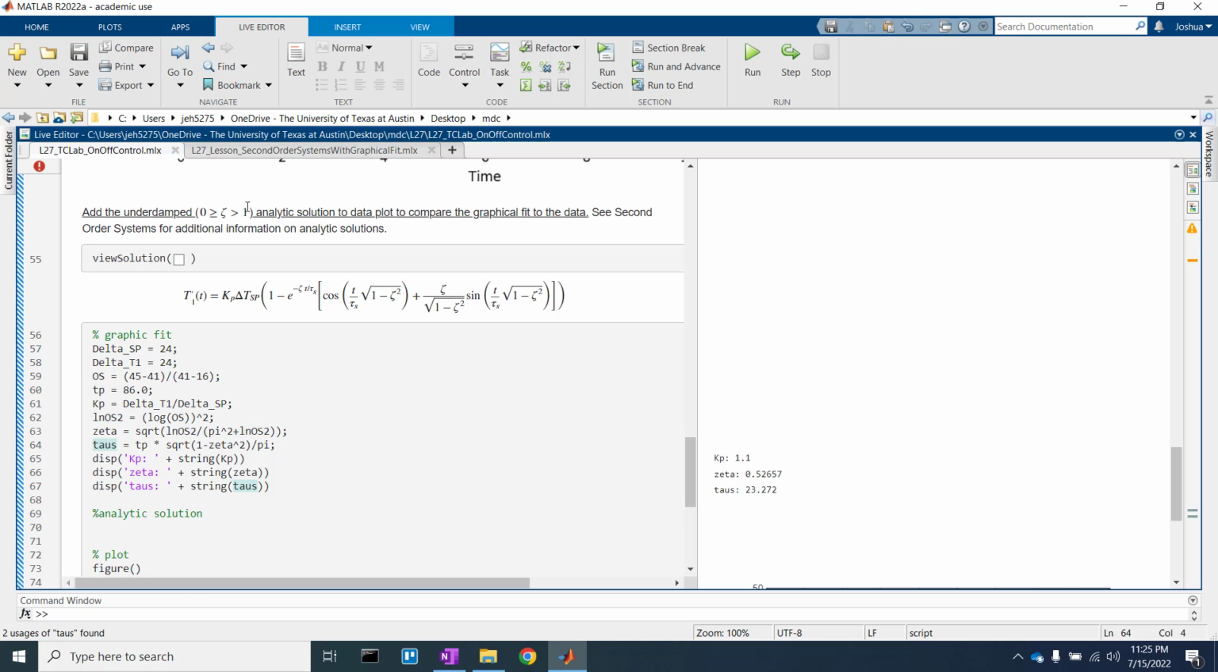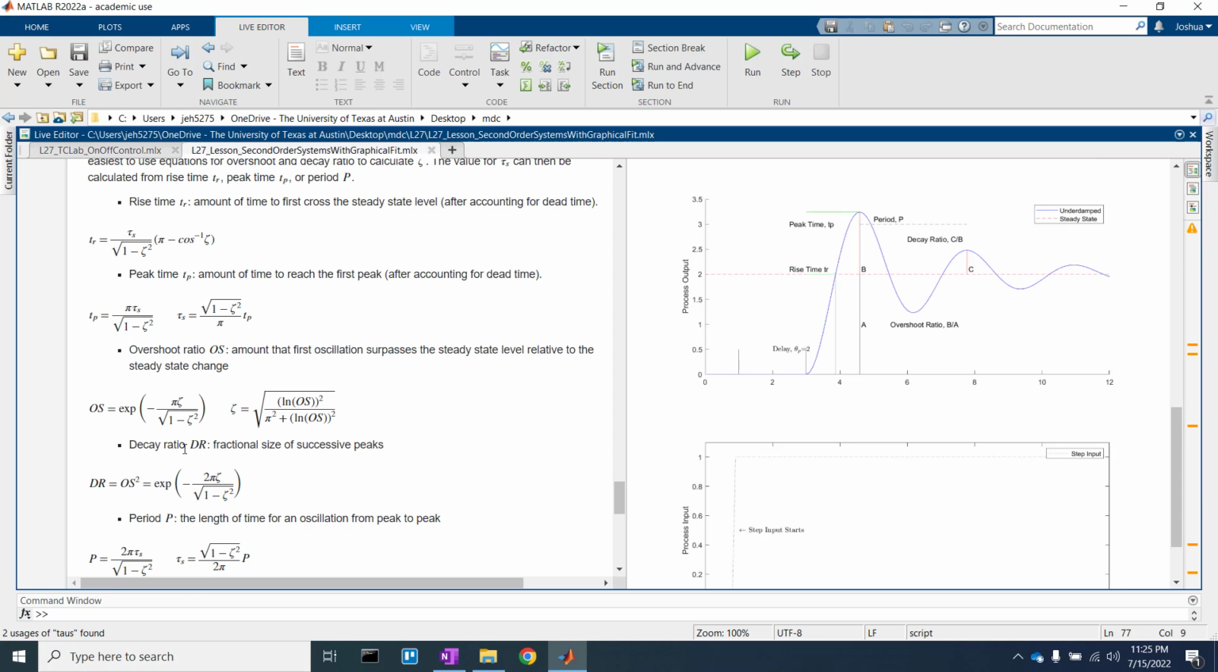So then let's move on. Our tau s. What's the equation for our tau s? Tau s is equal to the square root of 1 minus zeta squared over pi times tau p. So these two are related to one another. Tau p is equal to pi tau s divided by the square root of 1 minus zeta squared. But our tau p is our peak time.